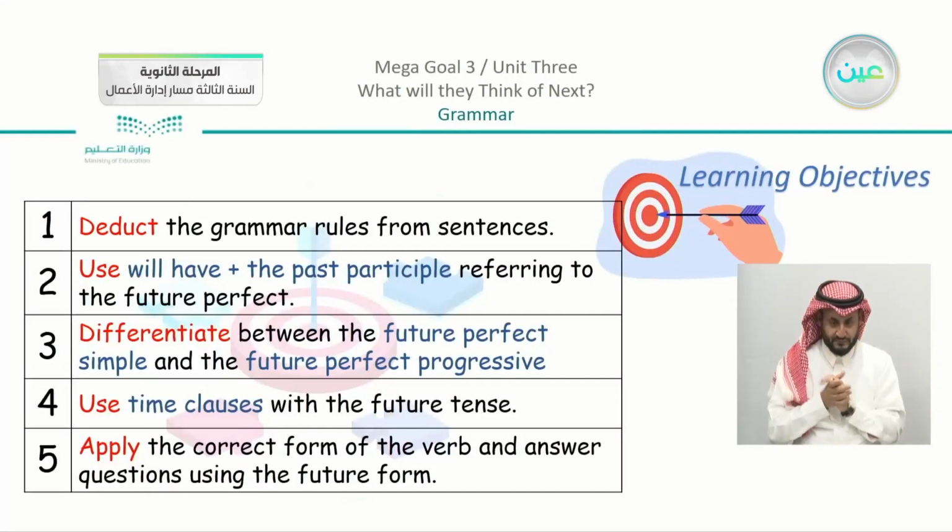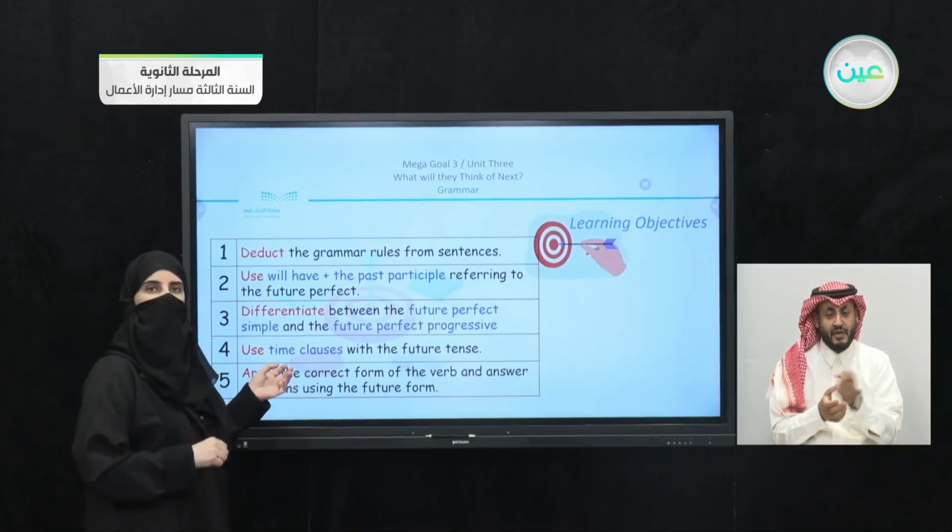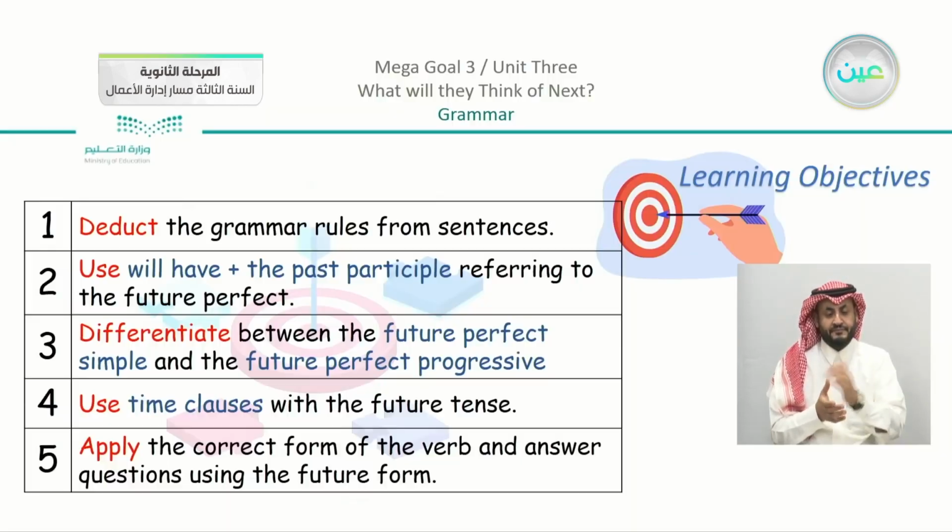Our objectives are: number 1, deduce the grammar rules from sentences. Number 2, use will have plus the past participle, referring to the future perfect. Now, do you recall the present perfect? This time we have the future perfect. Number 3, differentiate between the future perfect simple and the future perfect progressive. Number 4, use time clauses with the future tense. And number 5, apply the correct form of the verb and answer questions using the future form.